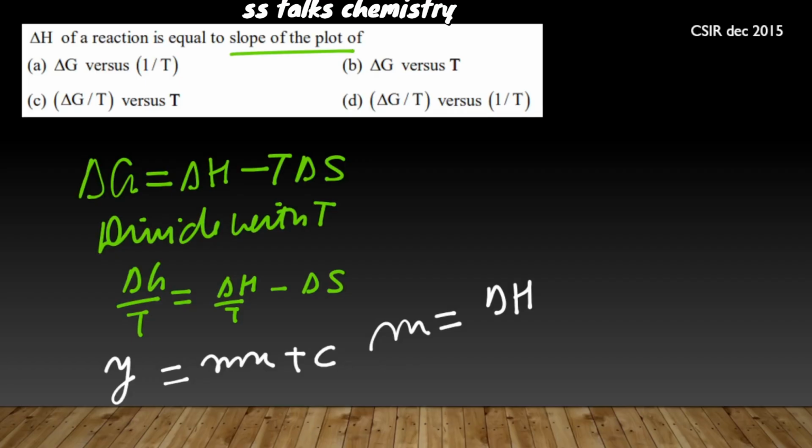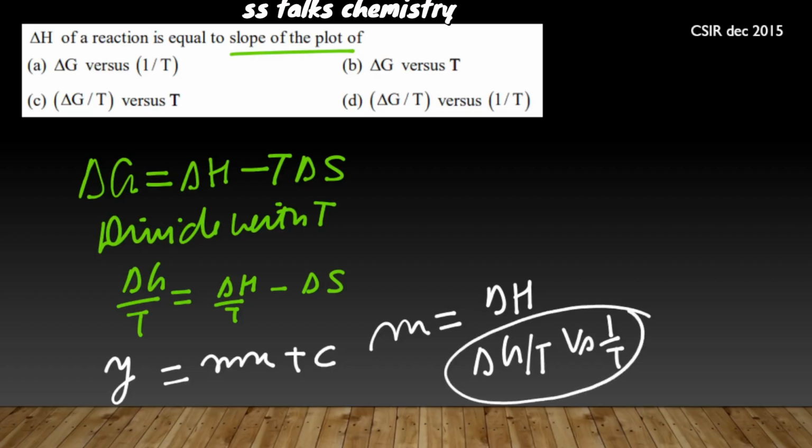So that is the plot we are making for delta G by T versus 1 by T. This is giving me the slope of delta H in this case. So option B is the right answer.